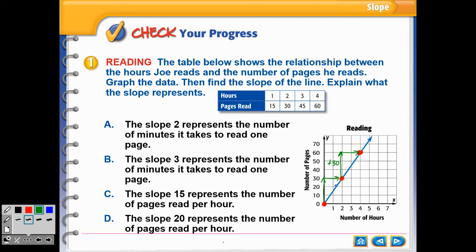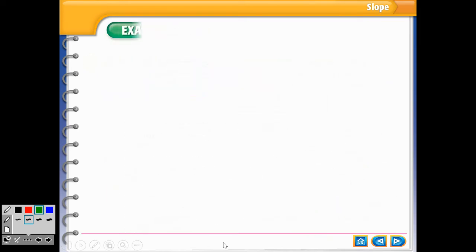In this case, all of these seem to increase 30 pages for every 2 hours, and naturally 30 pages for every increase of 2 hours could be simplified. And therefore, the correct choice here would have been C. The slope of 15 represents pages read per hour. I would have said the amount of reading increases 15 pages per hour, something like that. Lots of different sentences. Be as clear as possible, ladies and gents.